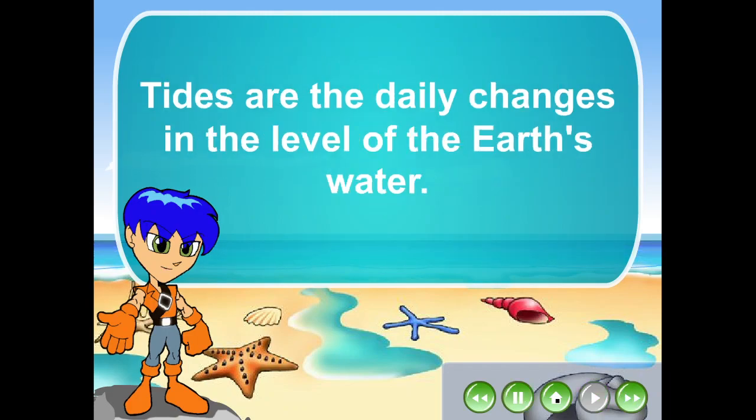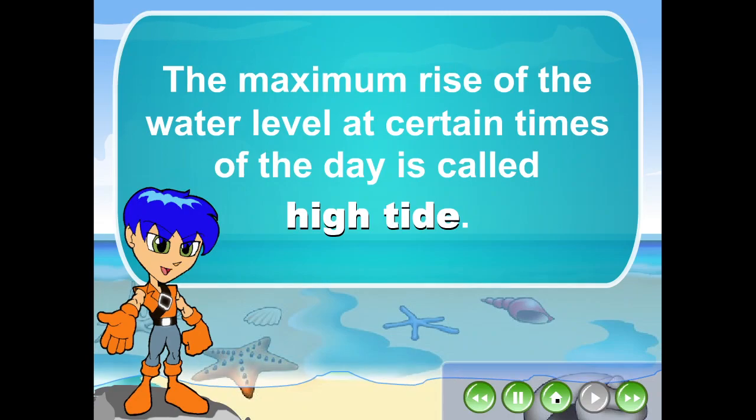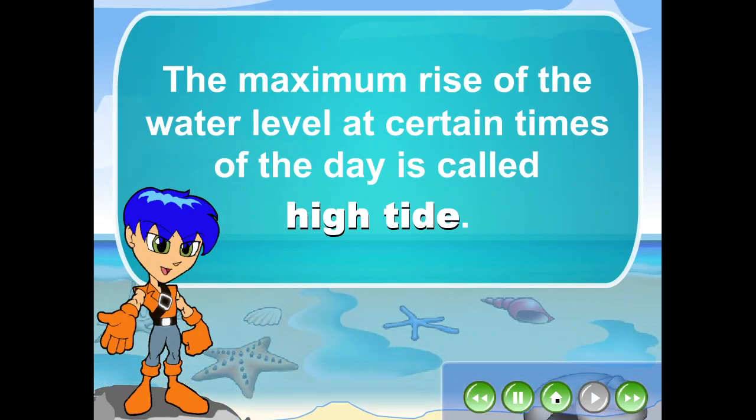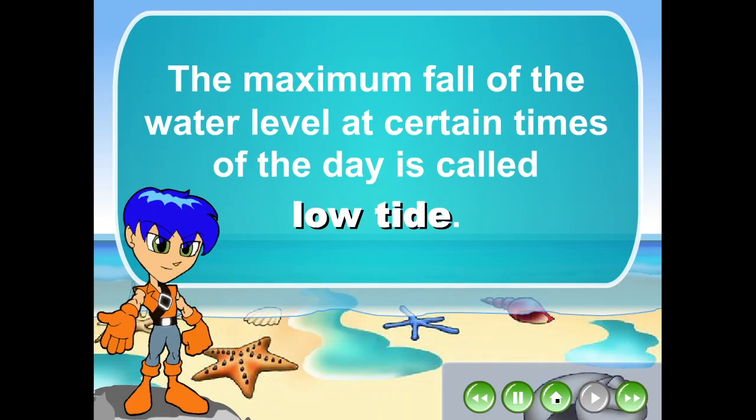Tides are the daily changes in the level of the Earth's water. The maximum rise of the water level at certain times of the day is called high tide. The maximum fall of the water level at certain times of the day is called low tide.